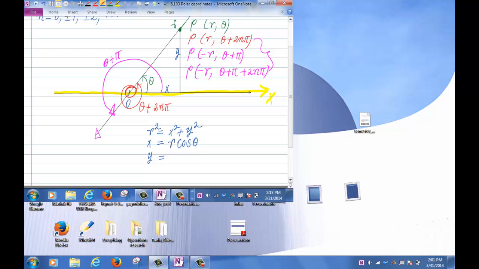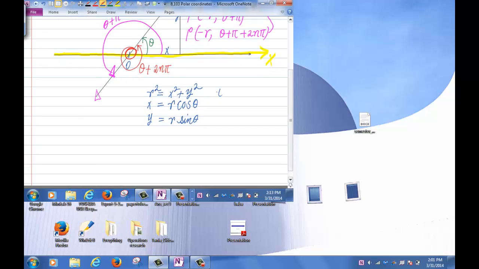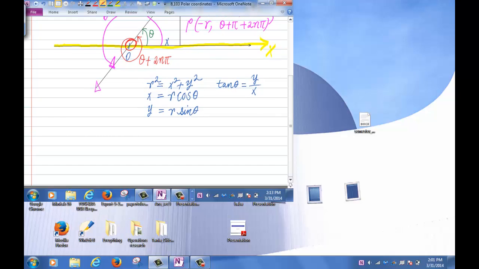Everybody realizes that? And then I could also say that tangent of theta is y divided by x, opposite over adjacent, so there isn't any r. So these are the conversion formulas from one coordinate system to the other. Let's do a couple of examples here.